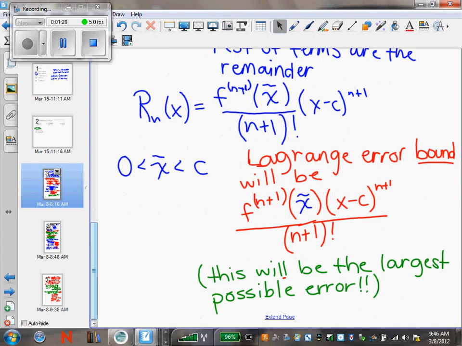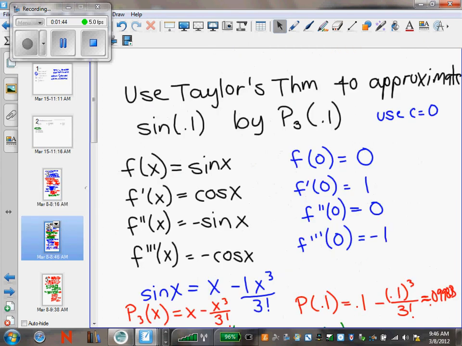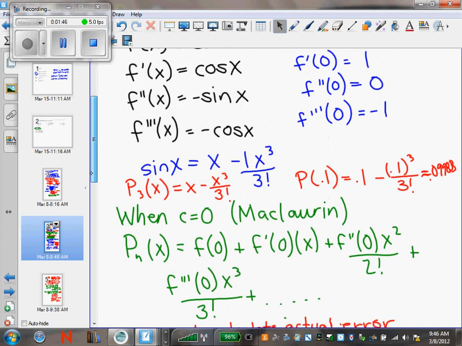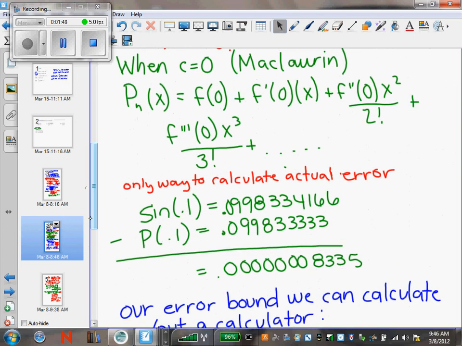This term right here, the r sub n, is all of the Taylor series terms added together. And that'll give you your largest possible remainder. So applying that to the problem that we worked in class, we found out that P sub 1 was 0.099833333. We used our calculator to plug in sine of 0.1 to see how close our approximation was.